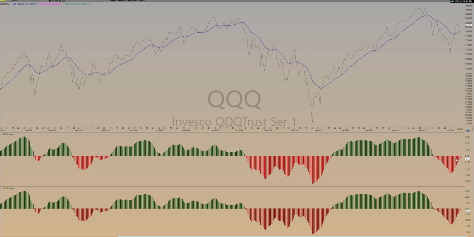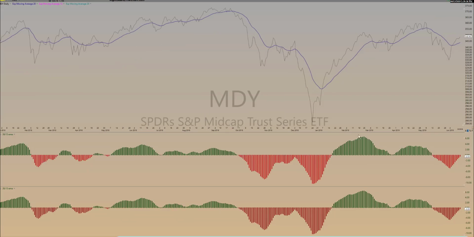QQQ remains bearish, at least by the histograms down here, which are both red, but the 20s turned up there, so some mixed signals there. And of course, as to be expected, it's been a pretty strong rally. And then we'll do SPY. No, we did SPY. Let's do MDY. MDY still bearish, at least by the two down below. So that kind of gives you an idea where things are now.